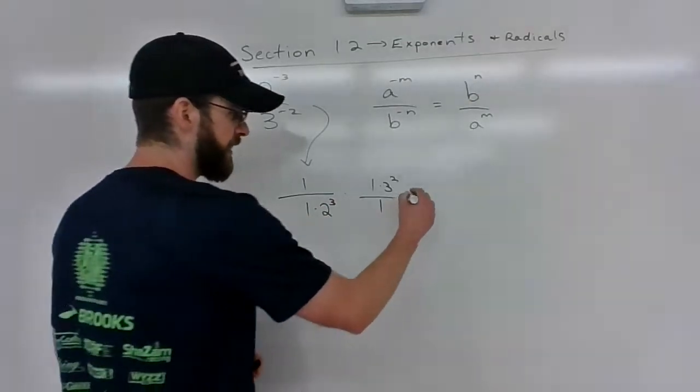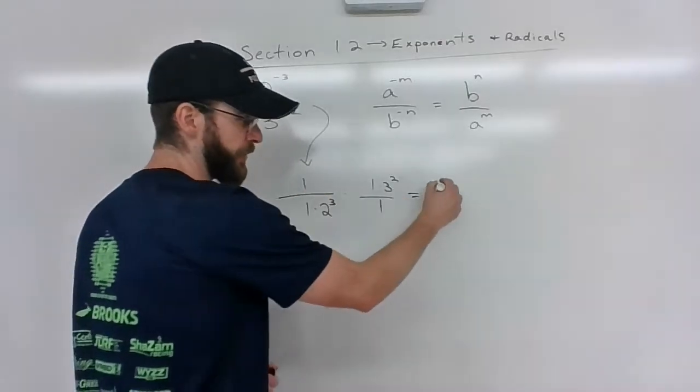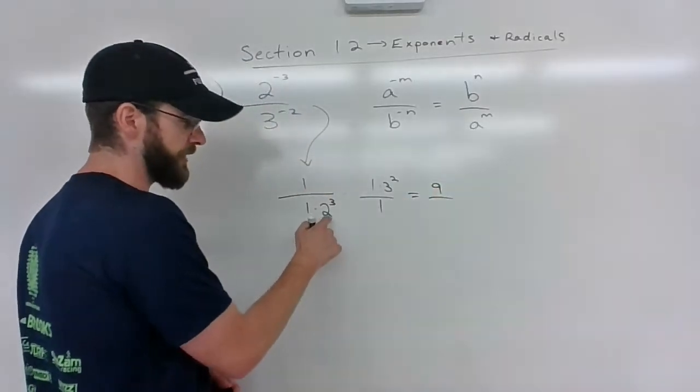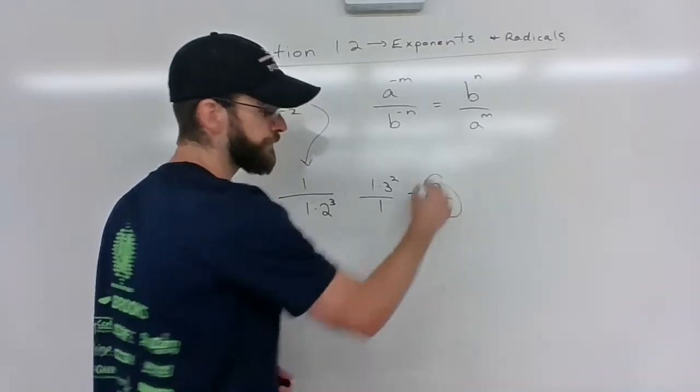So that gives us 1 times 1 times 3 squared, which is 9, over 1 times 2 times 2 times 2 times 1, which is 8. And there's your answer.